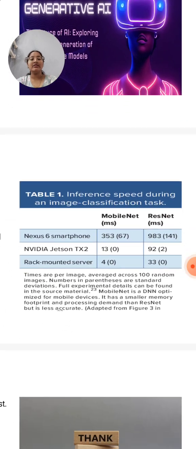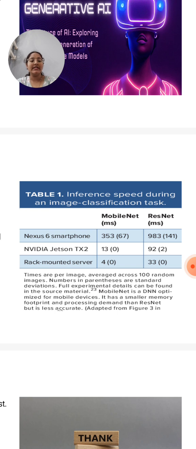Here is the reference inference speed during an image classification task. We can see the table here with columns of MobileNet, ms, ResNet, ms. Times are per image averaged across 100 random images. Numbers in parentheses are standard deviations. Full experimental details can be found in the source material.